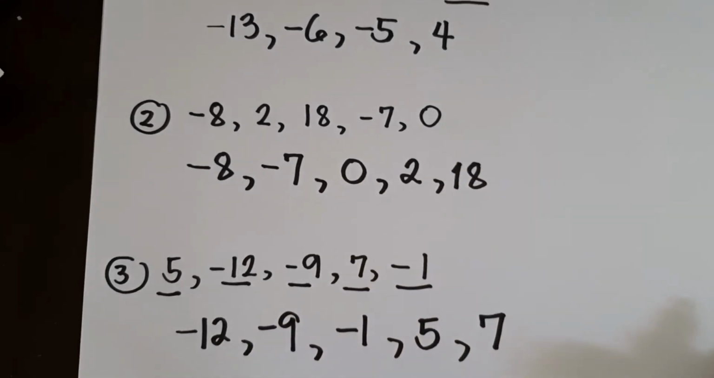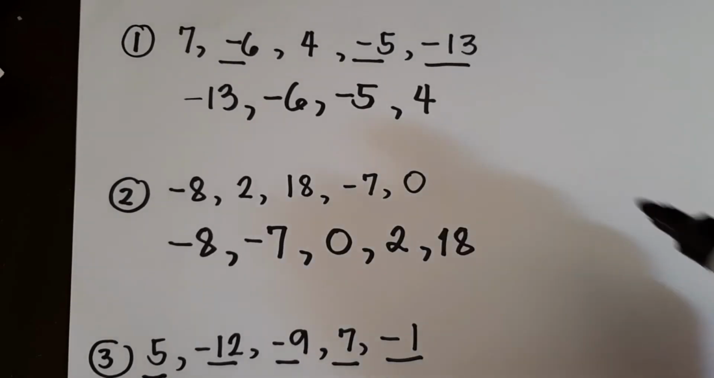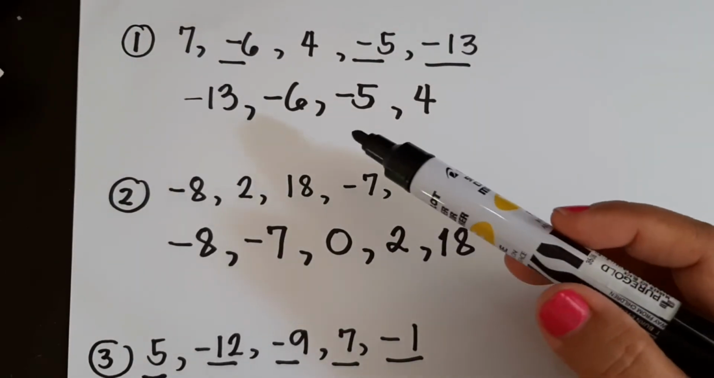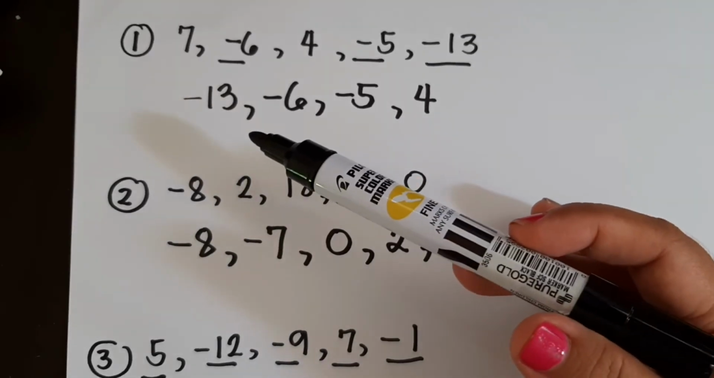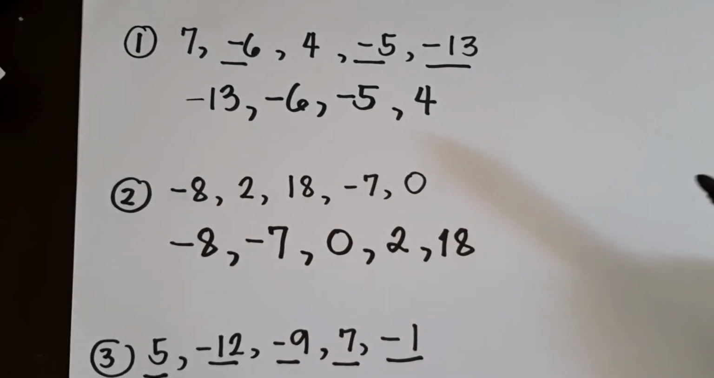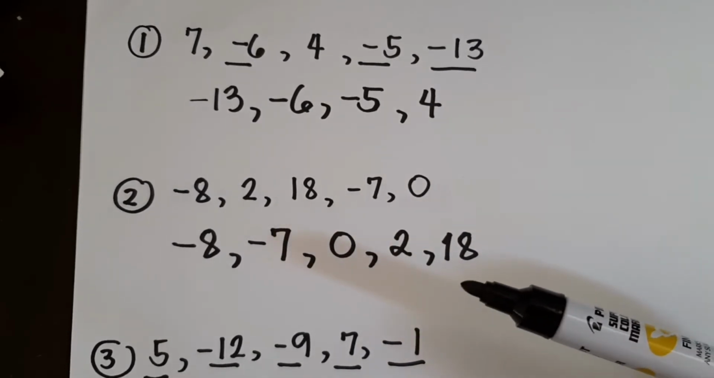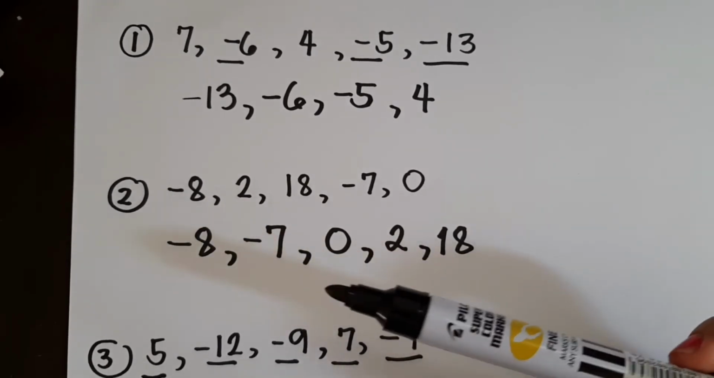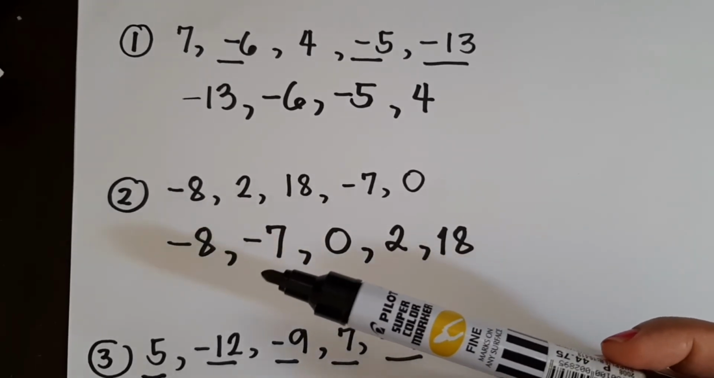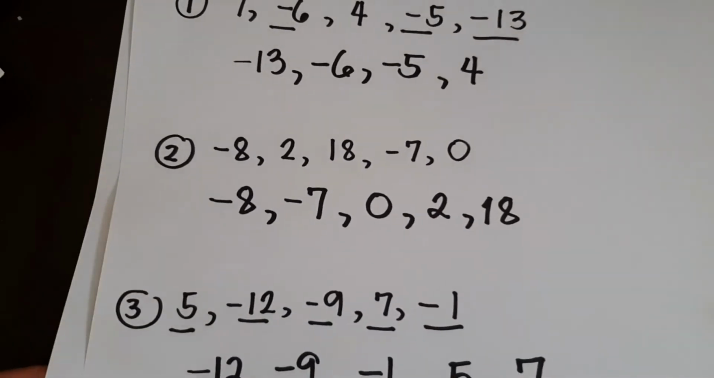So the same thing if you're going to arrange this from highest to lowest. Dito sa number 1, mauuna si 4. Pangalawa si negative 5. Pangatlo si negative 6. Pang-apat si negative 13. Yun ay pag highest to lowest naman. No? So, dito, ganun din. Pag highest to lowest, mauuna si 18. Pangalawa, 2. Third, 0. Fourth, negative 7. And last is negative 8. So, that's how you arrange.